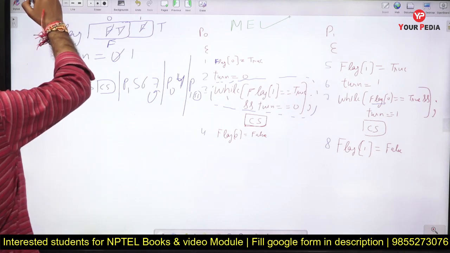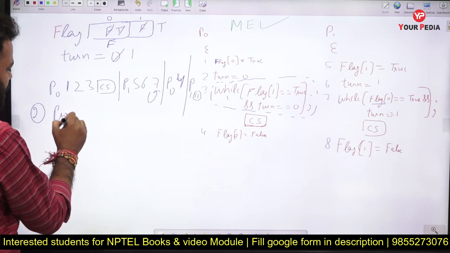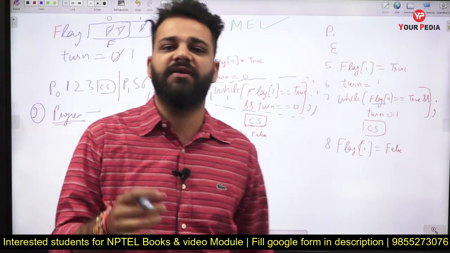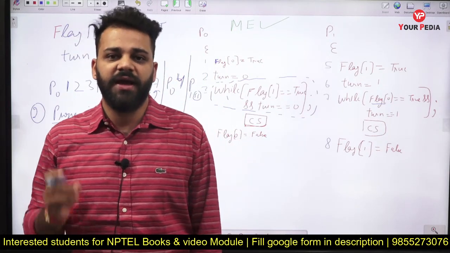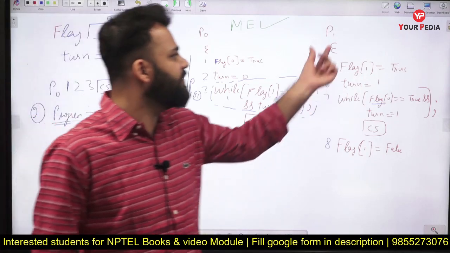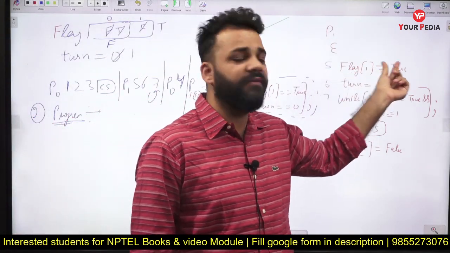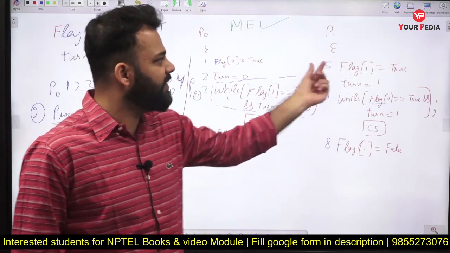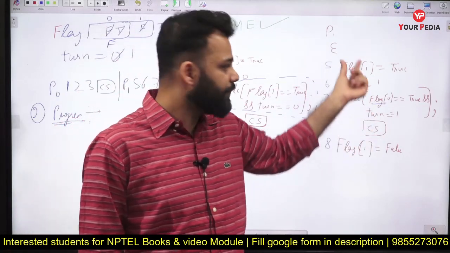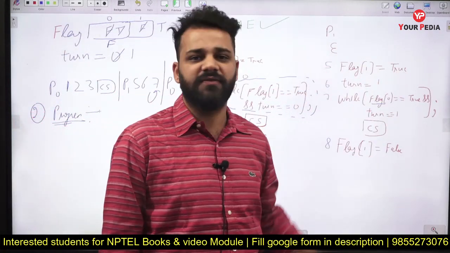So now let's see about the second condition. Second condition is progress. Now in progress, what does progress mean? If one process does not want to enter the critical section, it should not stop the other process from entering the critical section. So let's say P1 does not want to enter the critical section. So flag 1 value will never get equal to true. It will always be false, because in order to make flag 1 equal to true, P1 should have interest in using the critical section or should run this code.